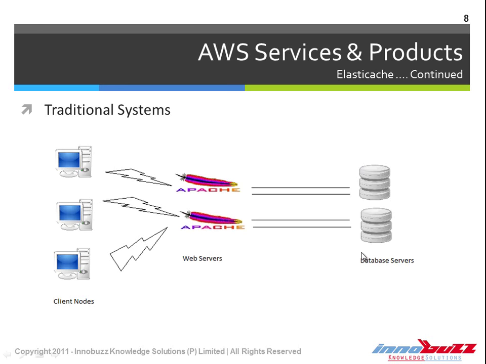Now let's take a look at what the traditional system does. The client nodes send a request to our web server, for example Apache, and then Apache sends a request to the database server. The database server then sends the output of that particular request to the web server, and then it is handed to the workstation from which it received the request. And this is a normal scenario.